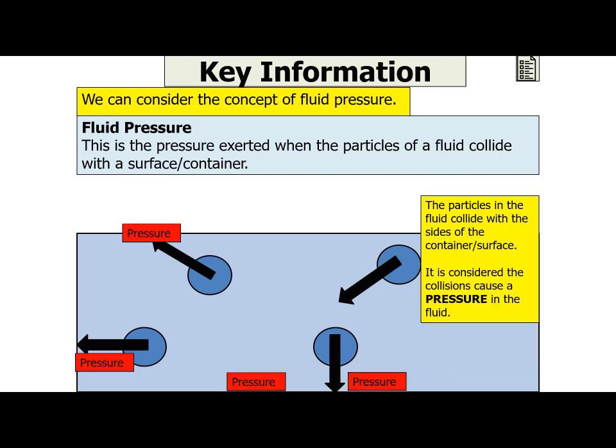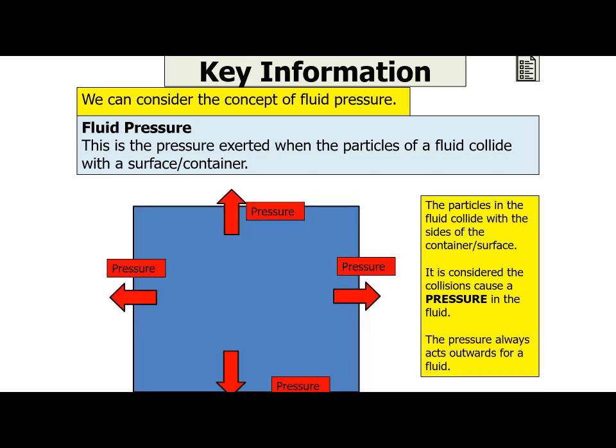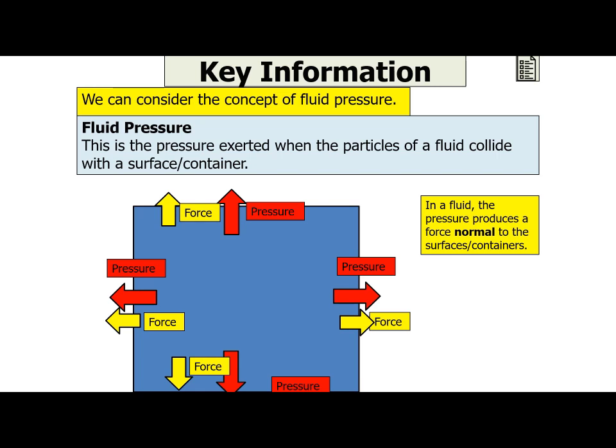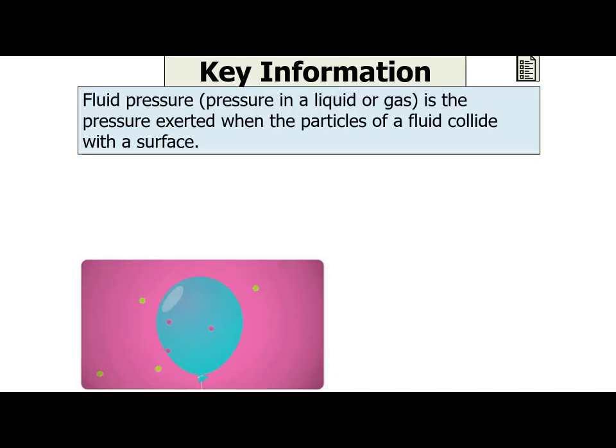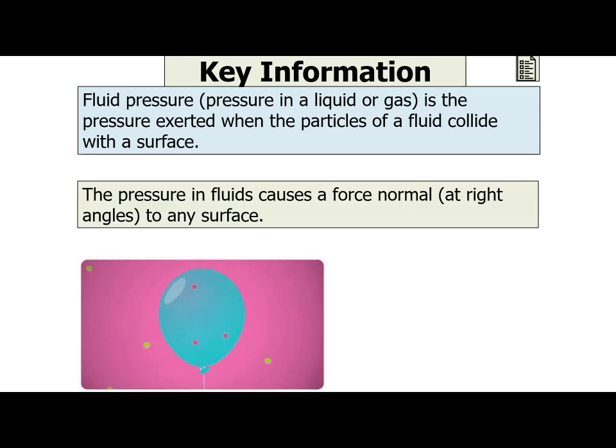Now it can be considered that these collisions cause a pressure in the fluid. Now we know that because of the direction of the collision, the pressure will always act outwards on a fluid. So we can say that the fluid produces a pressure which produces a force normal to the surface or the containers. So the force is at a right angle to the surface that the pressure is exerted on. So just to clarify, fluid pressure, which is pressure in a liquid or a gas, is the pressure exerted when the particles of a fluid collide with a surface or a container, and the pressure in the fluids causes a force normal to any surface.